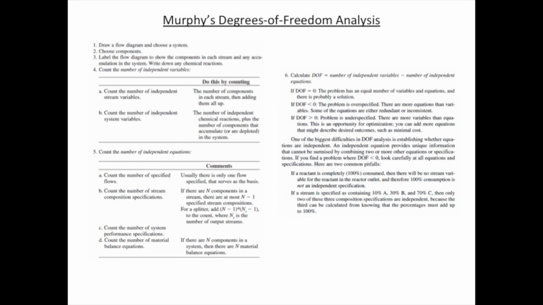Okay, so she's got 6 steps. Some of them are the same as what we would do for regular problems. Draw a flow diagram, choose a system, choose components, label the diagram to show the components in each stream and the accumulation in the system, write down any chemical equations. So this is kind of like the first half of the 10 steps. We're basically writing out the system just so we get a nice picture of what's going on and have labels. And then the difference, instead of going through and actually solving the equation, we just kind of list them out. So in step 4, we're going to count the variables. And then step 5, we're going to count the equations. And then we'll do the 3 F's.